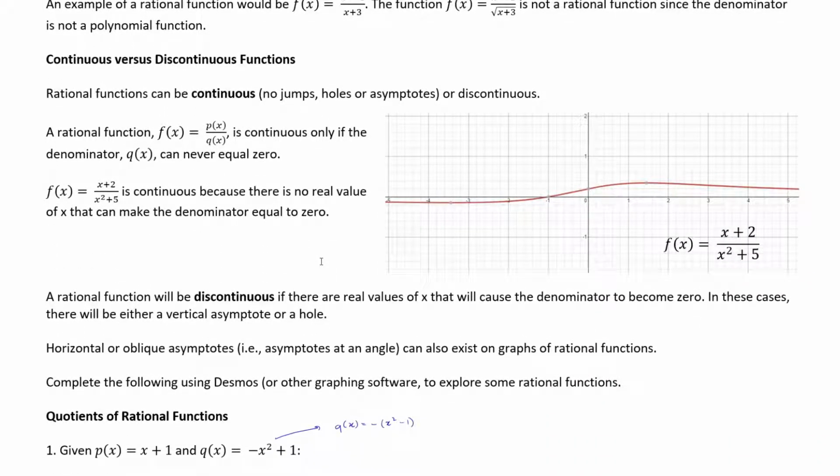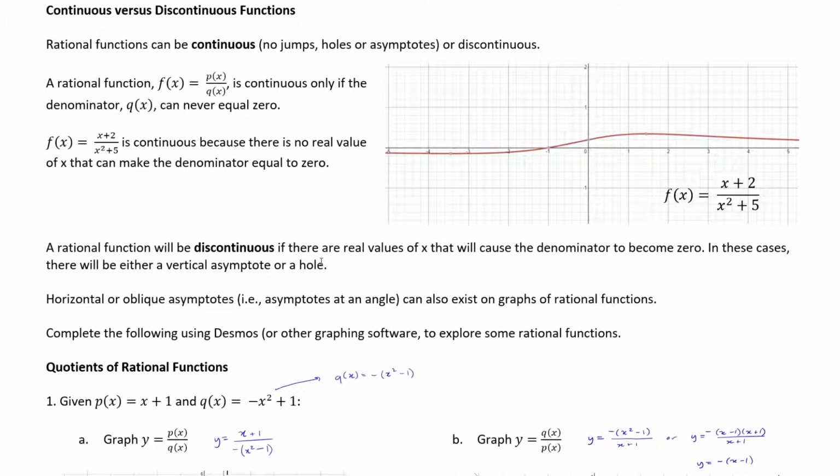Let's just quickly talk about discontinuities. Rational functions can be both continuous or discontinuous. So they can be continuous in the sense that there's no jumps or holes or asymptotes, or they can have holes, jumps, or asymptotes. So rational function f of x is equal to p of x over q of x is continuous only if the denominator can never equal 0.